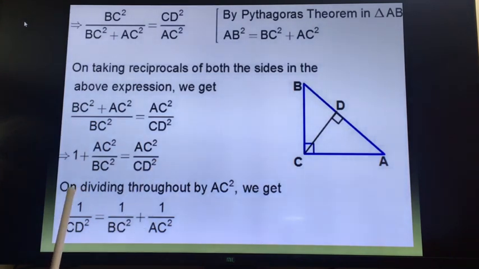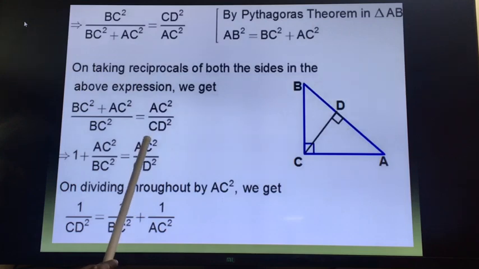Now on dividing throughout by AC square, we will get 1 upon AC square plus AC square upon BC square into AC square. The AC square cancels, so we will get 1 upon BC square, and AC square will be cancelled on the other side because we are dividing by it, so we will get 1 upon CD square. So 1 upon CD square is equal to 1 upon BC square plus 1 upon AC square. So please try to do this and understand what they are doing.